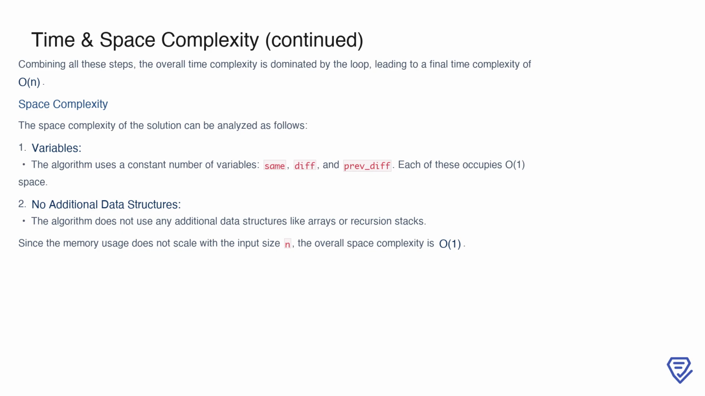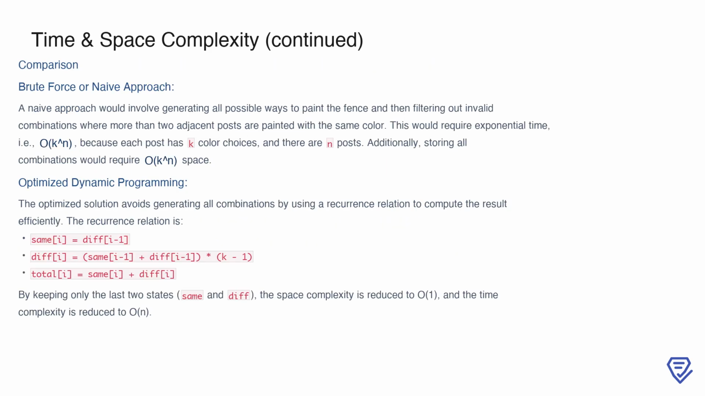When we combine all the steps, the overall time complexity of the algorithm is determined by the loop, which is O(n). Moving on to the space complexity, the analysis is straightforward. The algorithm uses a constant number of variables, same, diff, and prev_diff. Each of these variables occupies a fixed amount of memory, regardless of the input size, which means the space complexity for these variables is O(1). Additionally, the solution does not rely on any extra data structures, such as arrays or recursion stacks, that would scale with the input size. Since the memory usage remains constant and independent of n, the overall space complexity of the algorithm is O(1).